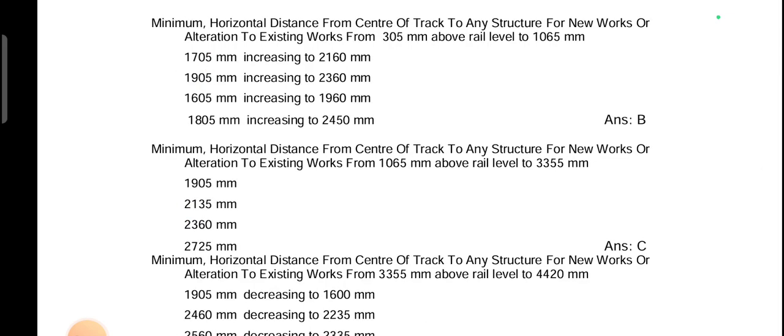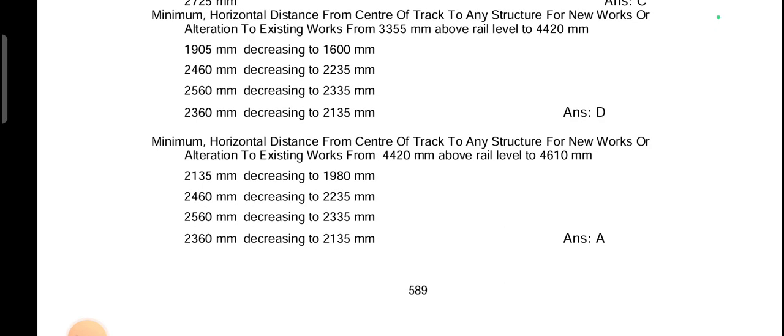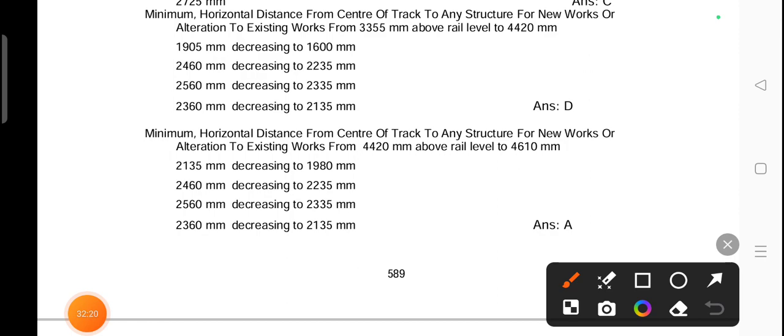Next, minimum horizontal distance from center of track to any structure for new works or alteration to existing works from 3355 mm above rail level to 4420 mm: 2360 mm decreasing to 2135 mm. Minimum horizontal distance for new works or alteration to existing works from 4420 mm above rail level to 4610 mm: 2135 mm decreasing to 1980 mm.